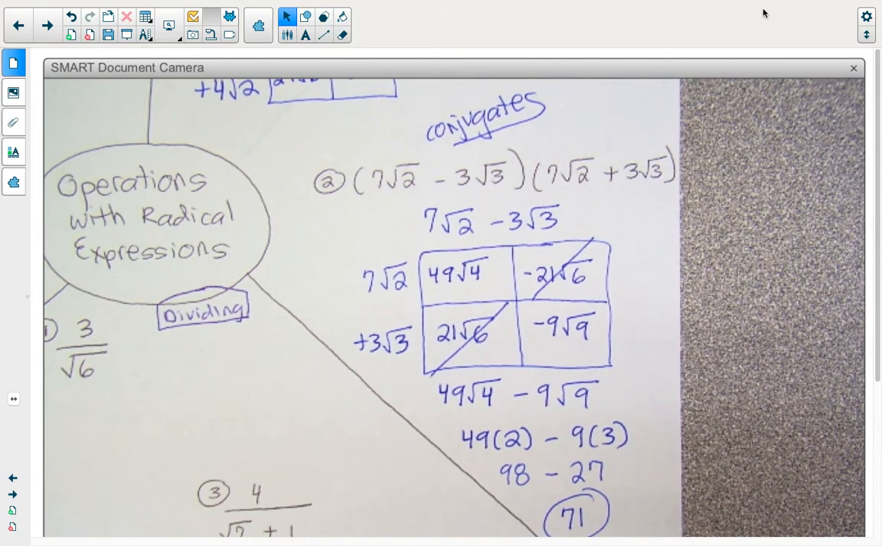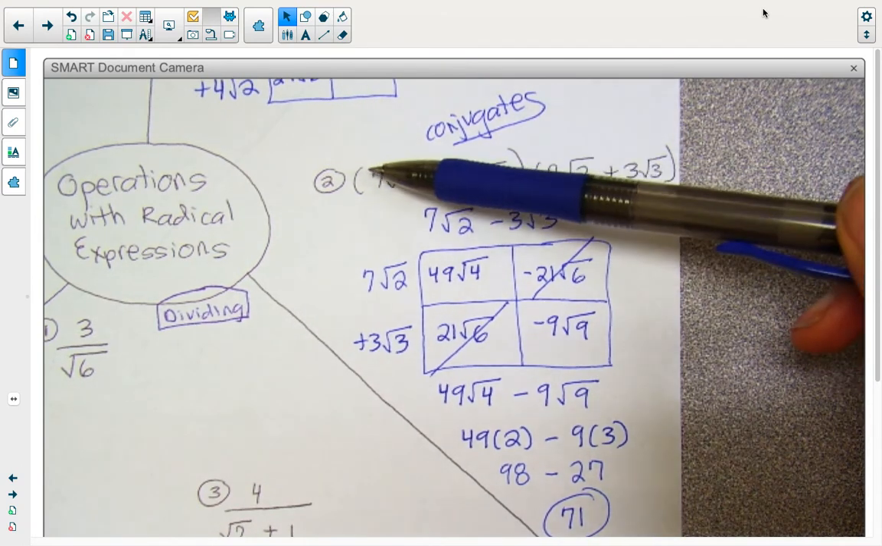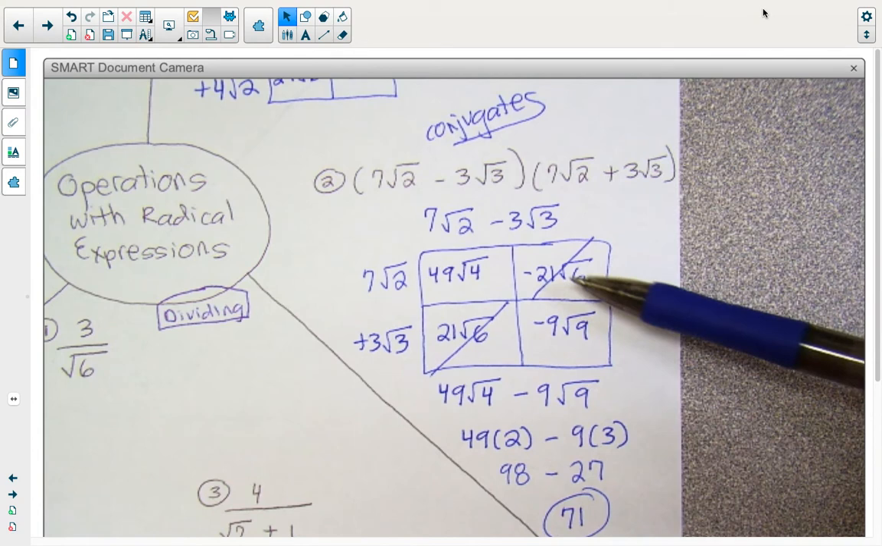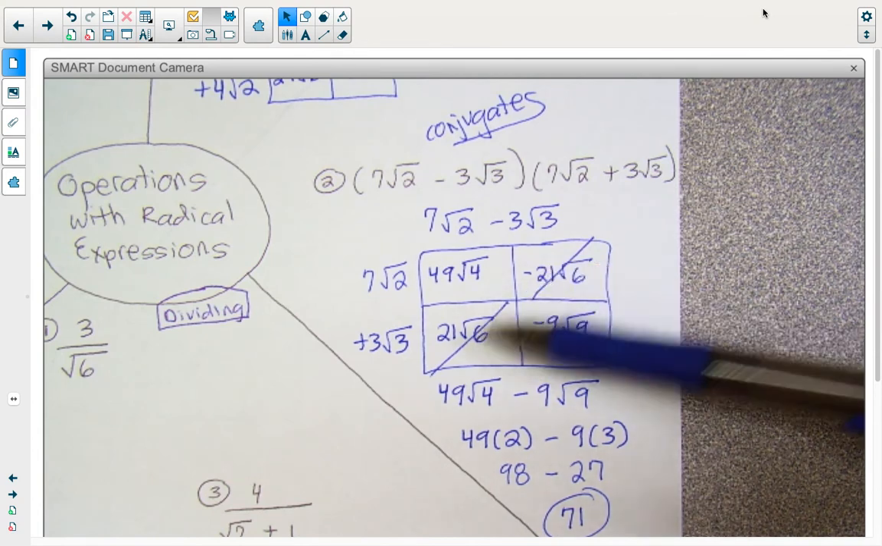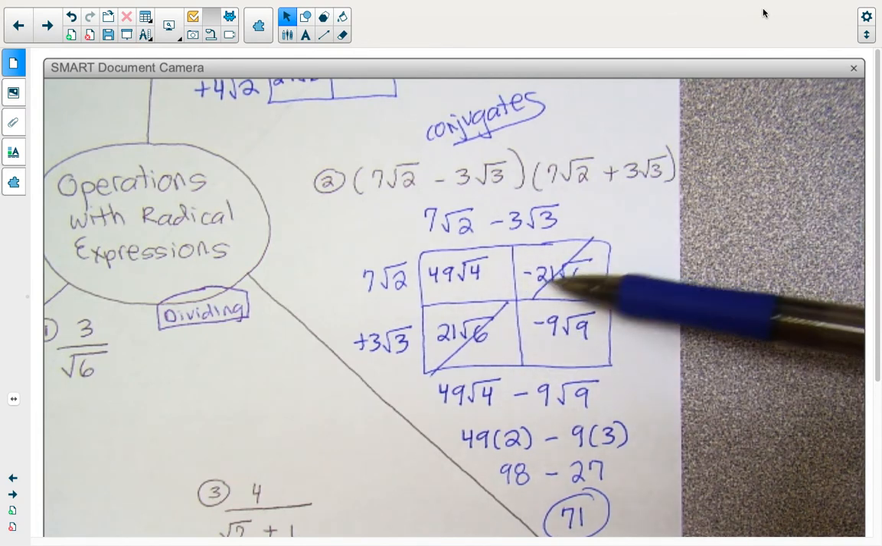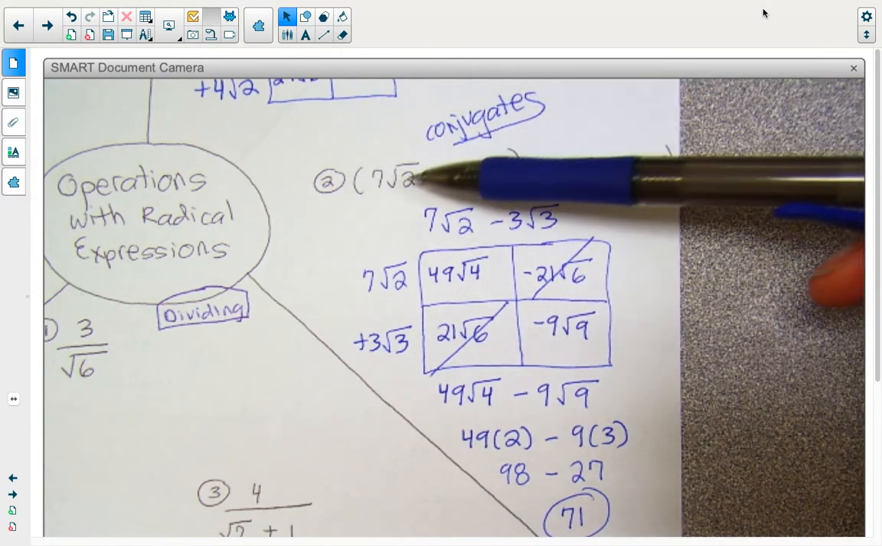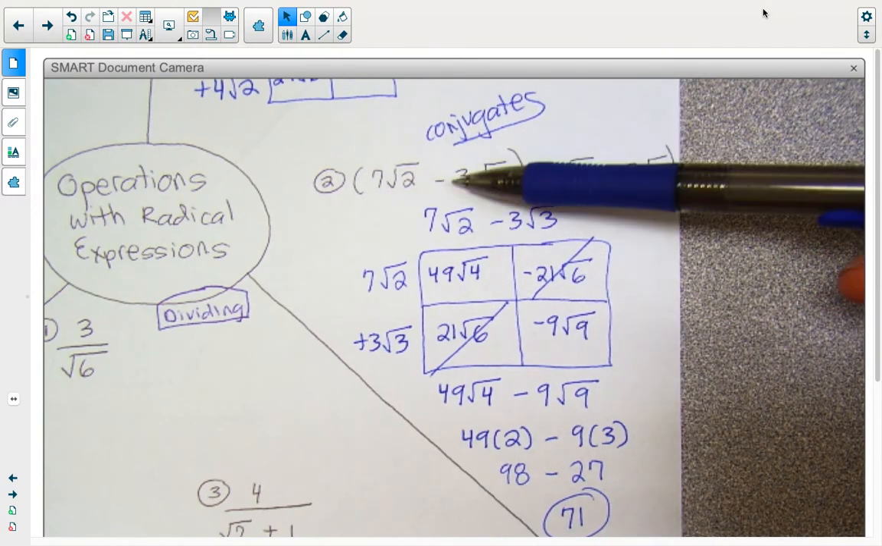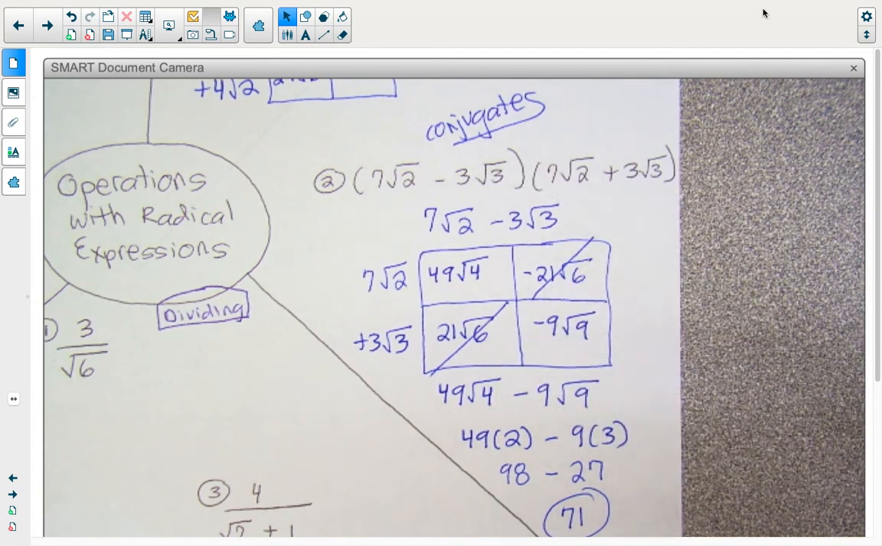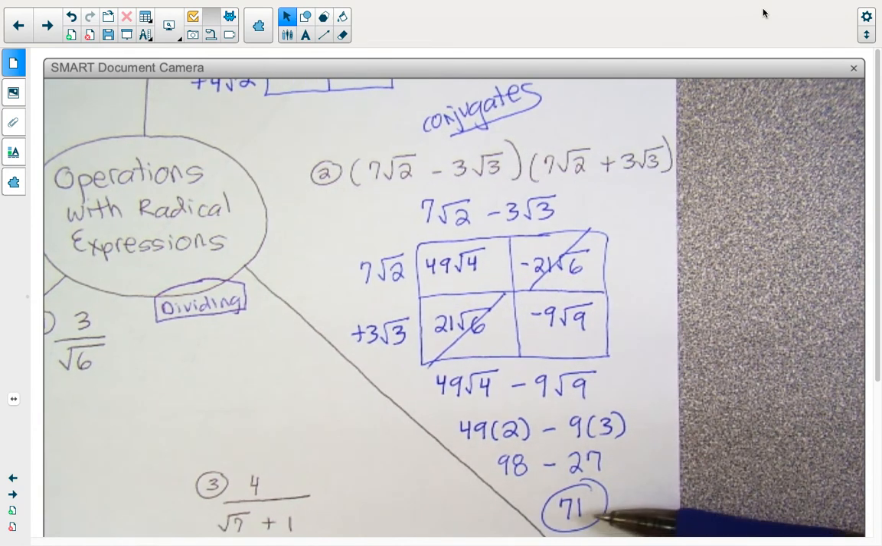So these are conjugates. What's going to happen is that when you multiply conjugates, your outside and inside are going to cancel out. So you're going to have some terms that always are going to go away. So when you multiply something that is the same, they only differ by the sign, some term in it is going to go away, which is why we were just left with a singular number for this particular problem. So this is why we only were left with 71.